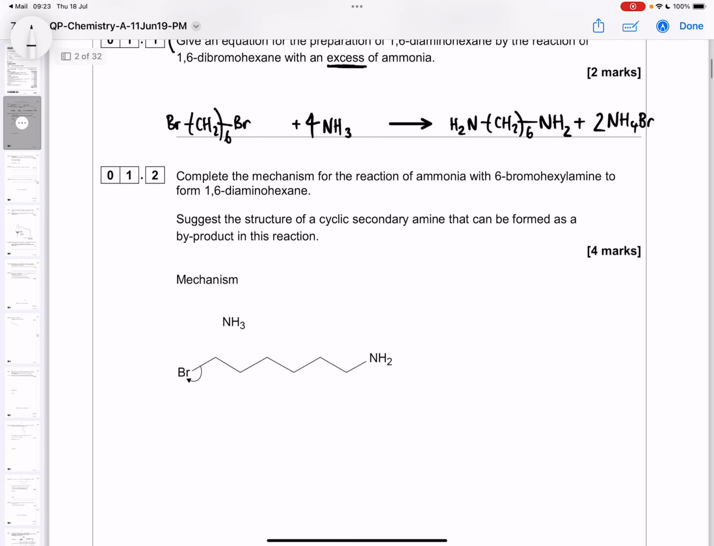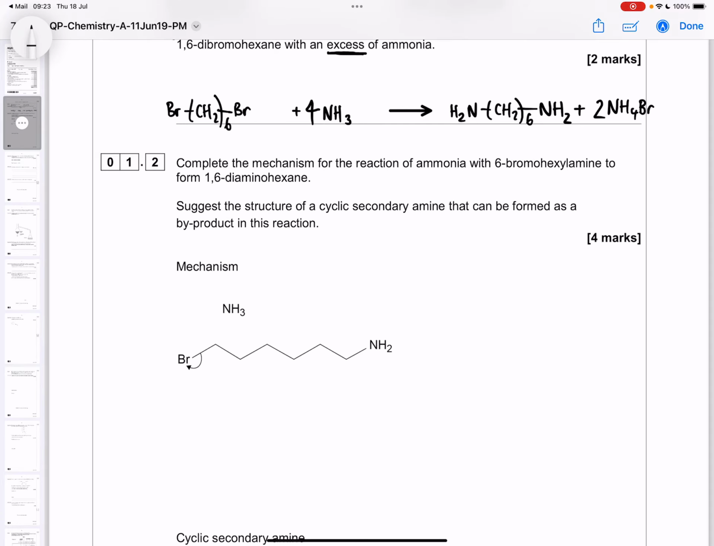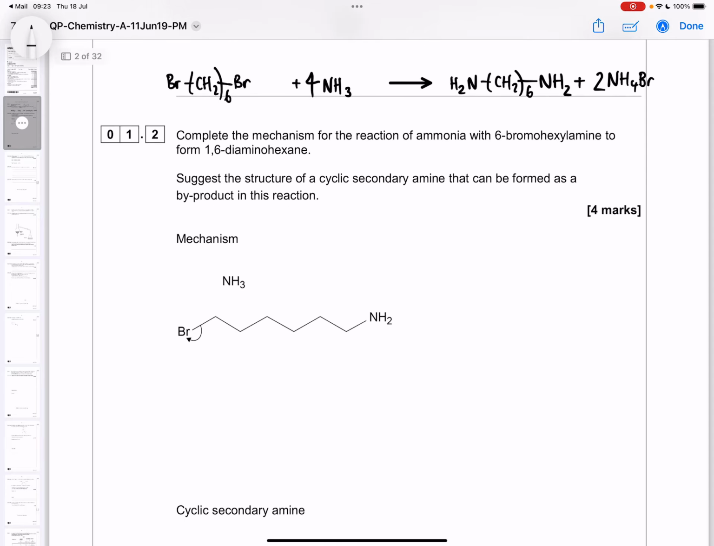Complete the mechanism for the reaction of ammonia with 6-bromohexylamine to form 1,6-diaminohexane. So 1,6-diaminohexane again. But this time we've got 1 bromo and 1 amine group. So the first thing we need to do is put the lone pair on our nucleophile. Our nucleophile attacks the carbon that is delta positive, which is the carbon with the bromine attached, and we can see that the bromine is kicked out.